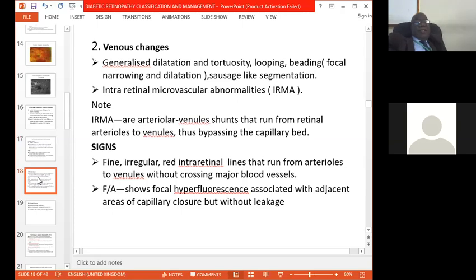Venous changes. These are generalized dilatation, normally with tortuosity and looping, beading, focal narrowing and dilatation. Sometimes referred to as sausage-like, because when they're making sausages, between the two sausages they tie it. So you find the blood vessel appearing normal, then thin here. That's what they mean by sausage-like pattern.